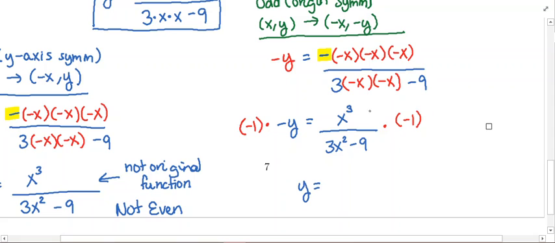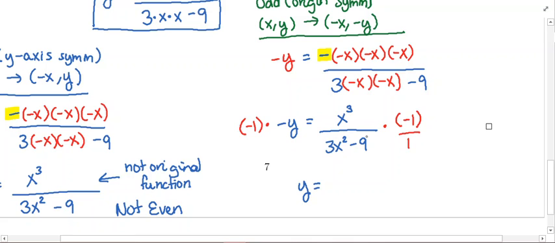Okay, so then you've got to take this fraction x cubed over 3x squared minus 9 and multiply it by -1. Okay, so the question was, do you multiply the numerator by -1? Do you multiply the denominator by -1? Or do you multiply both by -1? Okay, when we talked about this back in section 3.1, we said, hey, make the -1 a fraction by putting it over 1.